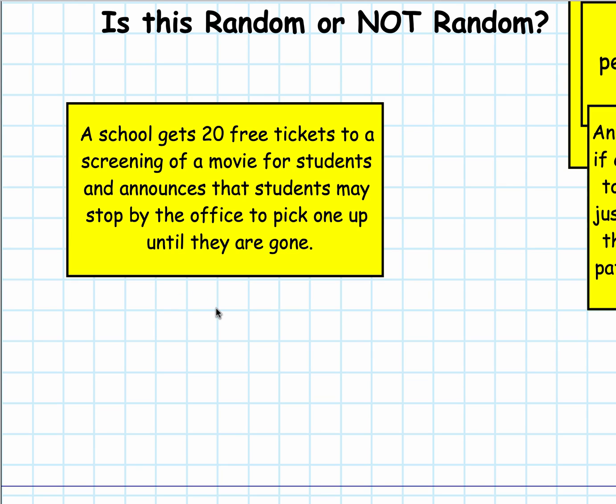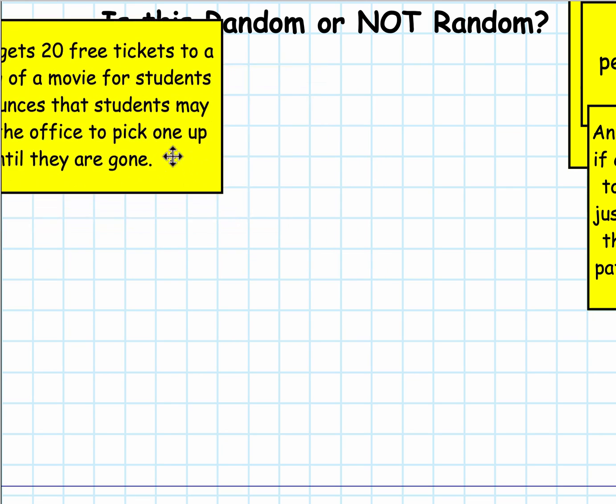No, not random. The reason it's not random is because anybody has an equal chance of getting there. They're just going to hand it out to whoever comes. There's no limit to the groups of people that come in and get the tickets. So it's not a random way of giving it to them at all. There's no structure to it.